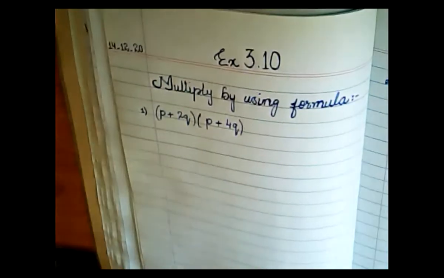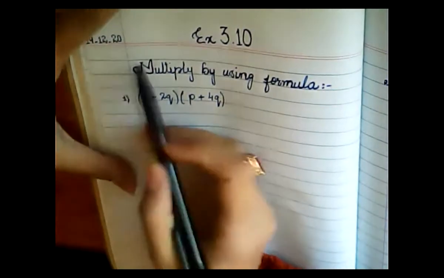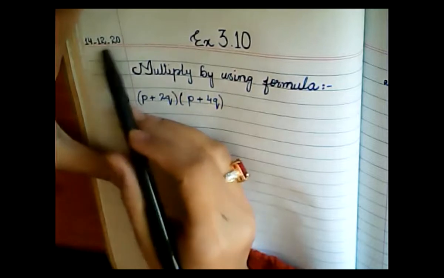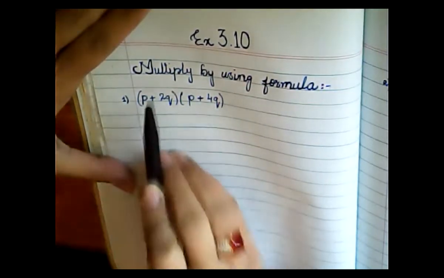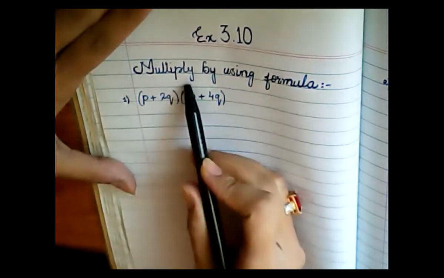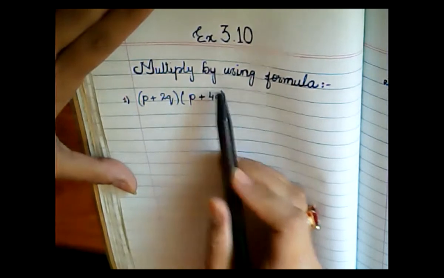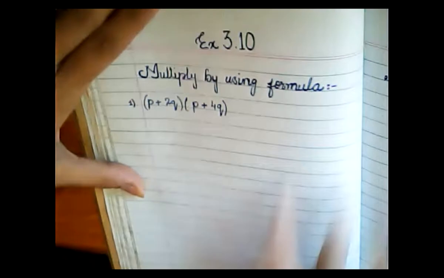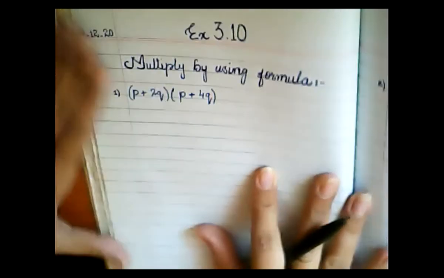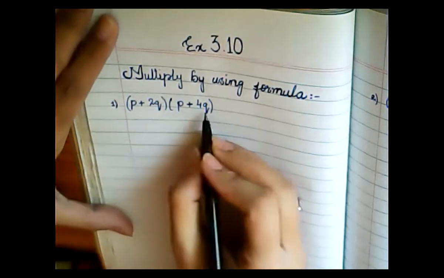So, what do we have to do in this question? Students, first look at this copy maintenance. You have to write down the date, exercise, and the question in your book. Please add in your book on page number 56, multiply by using formula. The first question I have taken from your book is (p plus 2q)(p plus 4q).